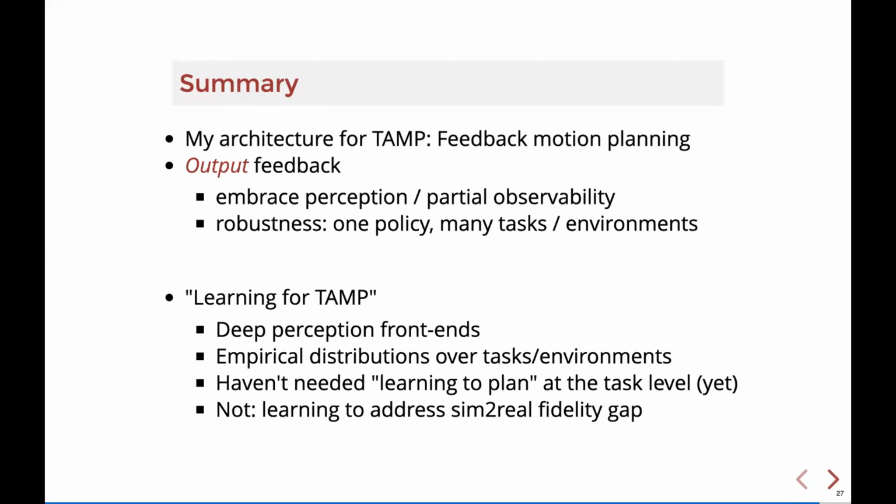I didn't use the word learning very often. I apologize to the organizers, but we definitely have deep perception front ends. I definitely believe in empirical distributions over tasks and environments. I probably haven't gotten to the point where we needed to learn to plan at the task level. We're not trying to get the robot all the way to book a flight to Paris, or whatever Leslie's favorite example is. But I think it's probably not a policy at that level.